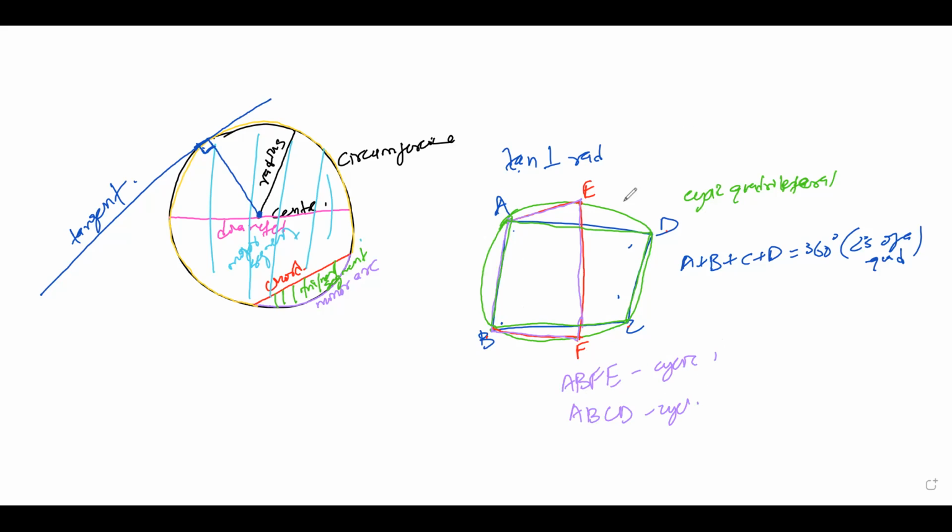Then you will know the theorems on a cyclic quad. If you have a cyclic quad, interior opposite angles of a cyclic quad add up to 180. The exterior angle of a cyclic quad is equal to the interior opposite angle, and also angles on the same side are equal, but we'll just go into that just now. Okay.